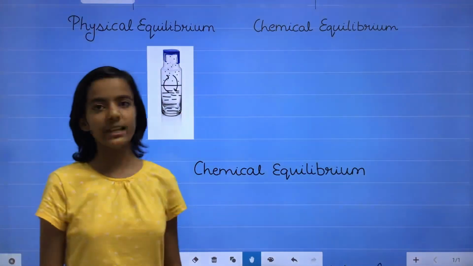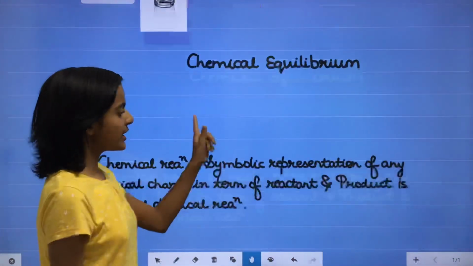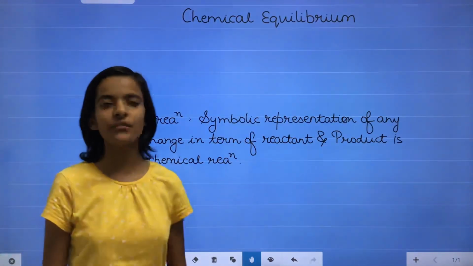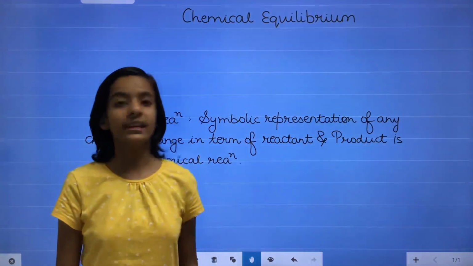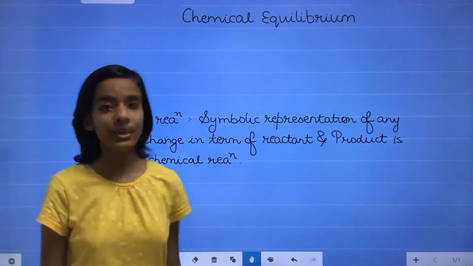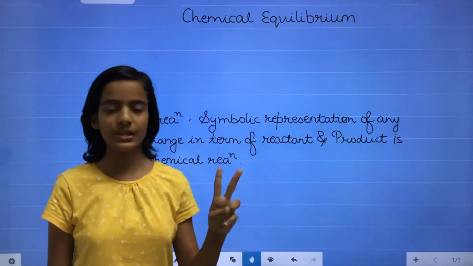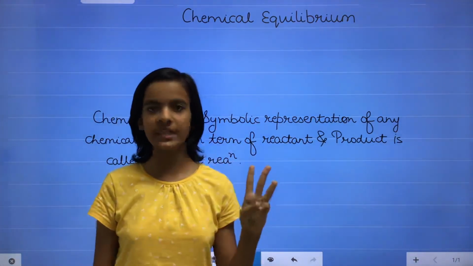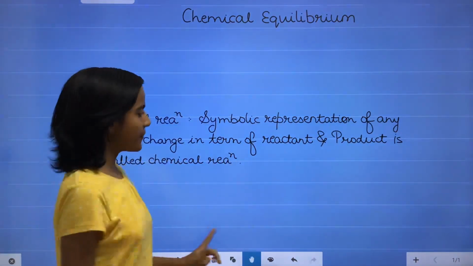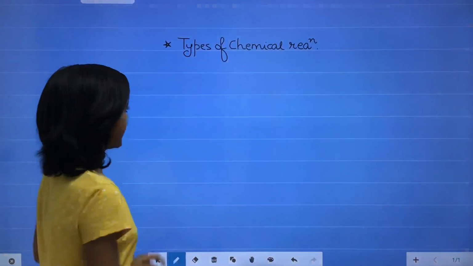So in chemical equilibrium, a chemical reaction is a must. And what is a chemical reaction? A chemical reaction means the symbolic representation of any type of chemical change in terms of reactant and product. And chemical reactions are of four types: on the basis of physical state, on the basis of direction, on the basis of heat, and on the basis of speed. So first we discuss on the basis of physical state.